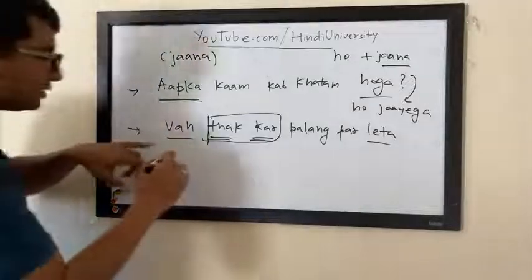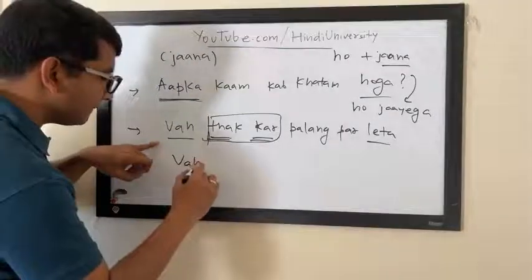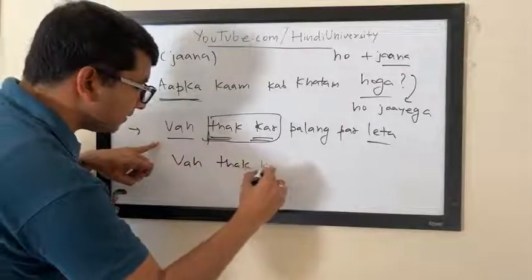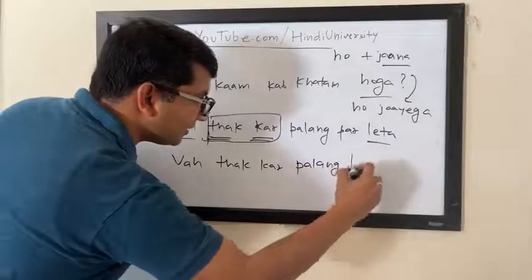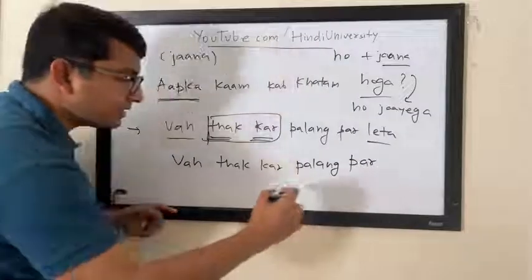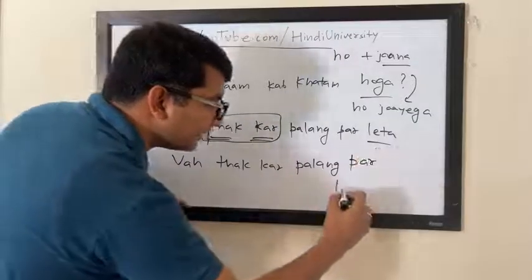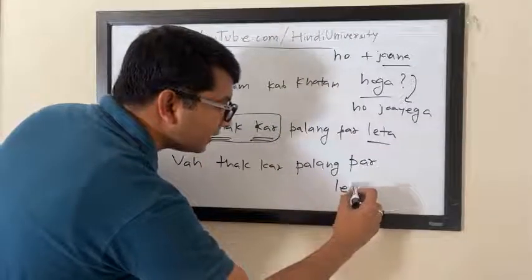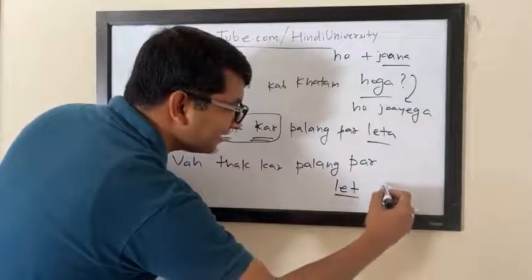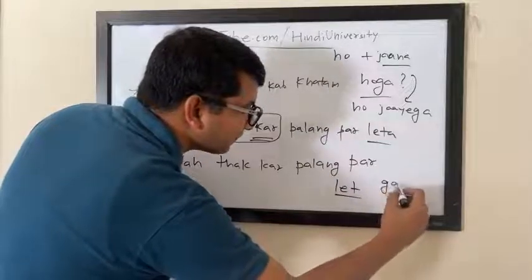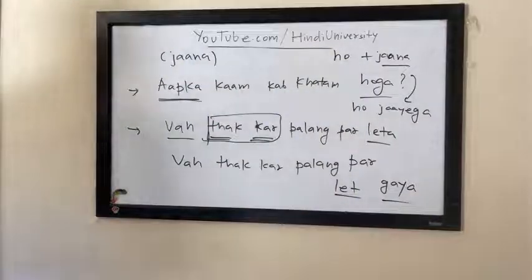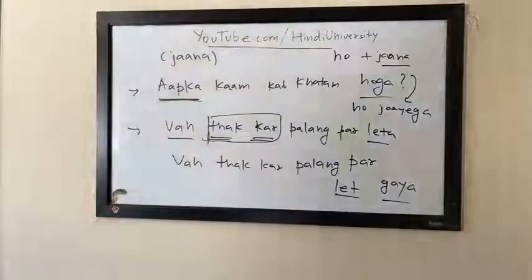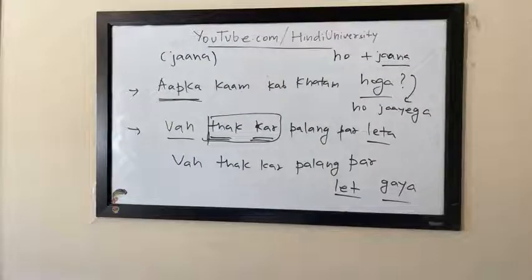So now do the other one. वह थका पलंग पर लेट गया. Very good. So what you've done is you took the letna and then you said late. So it's not let. Late gaya. Okay. वह पलंग पर लेट गया. Awesome. So let me stop the broadcast. I know we're a little bit over.